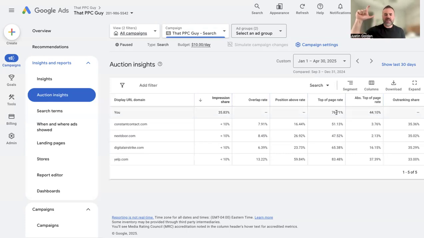Top of page rate means you're in that very top block of advertisers. Google usually reserves that for up to four. These days, you're lucky if there's two or three. Absolute top of page rate means you're the very number one. I don't care so much about that. I let my ad copy do the talking as long as I'm in that top block. I think I'll get some good traffic, and I am about 76, 77% of the time.